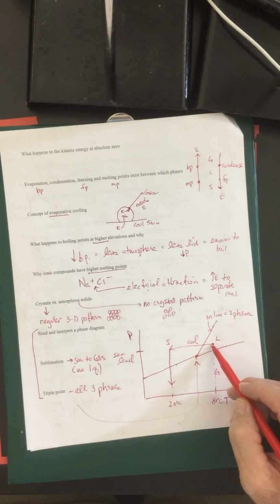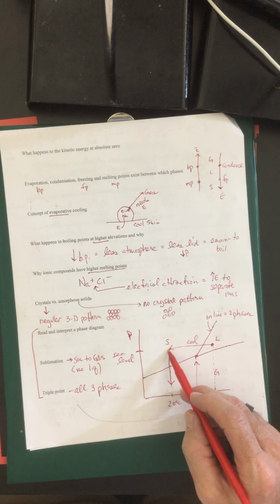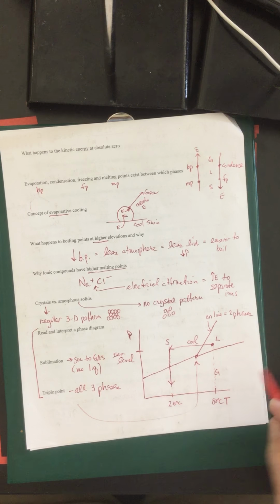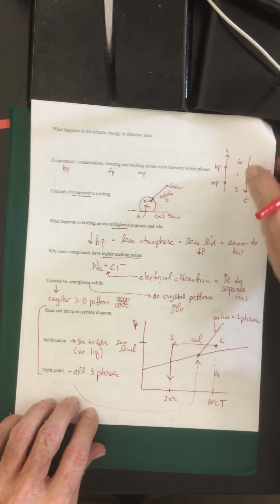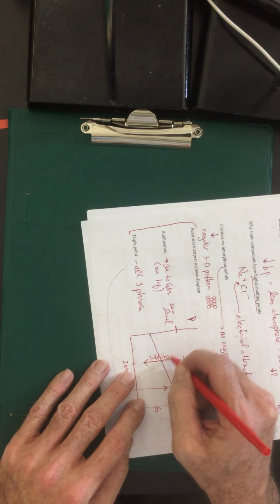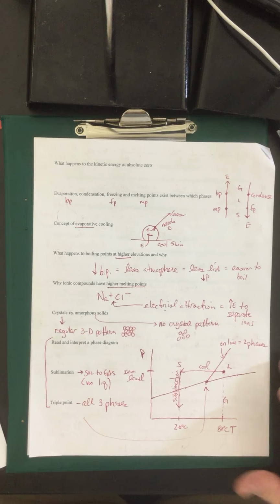We started at 80 at atmospheric pressure. We cooled it to room temperature at 20 degrees, and then we lowered the pressure, and we got sublimation. So this process right here, if you want to turn this on its side, this is sublimation when you go from solid to a gas.